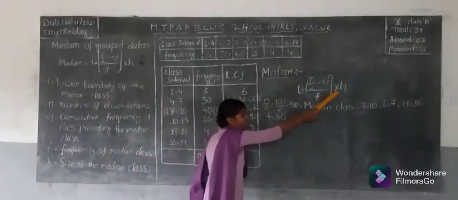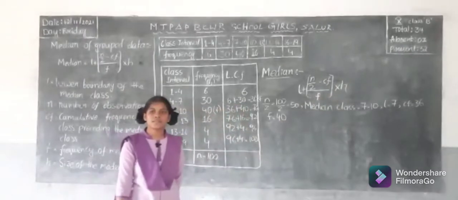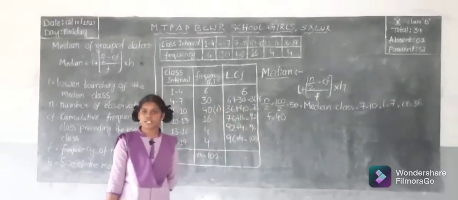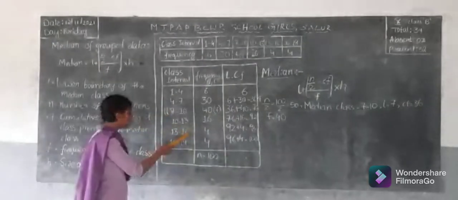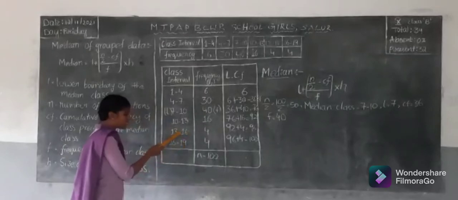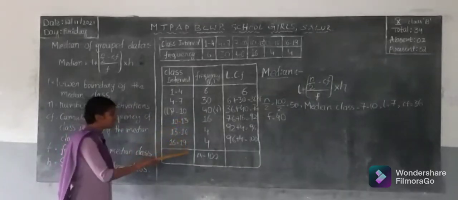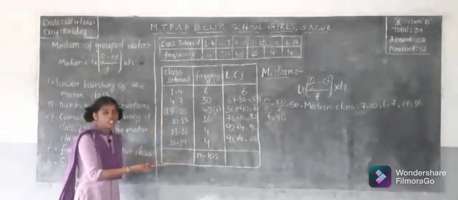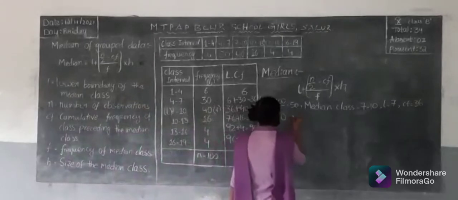Next we want to find H. H is the class size of the median class. Class size is the difference between two successive upper limits or lower limits. Here these are the lower limits and these are the upper limits. The difference between them is 19 minus 16 equals 3, 16 minus 13 equals 3, 13 minus 10 equals 3. So we take H equals 3.